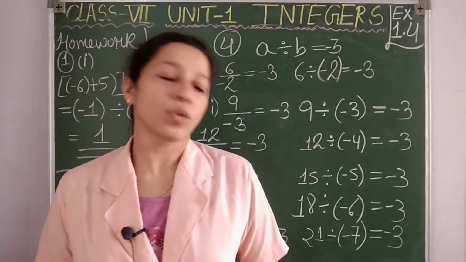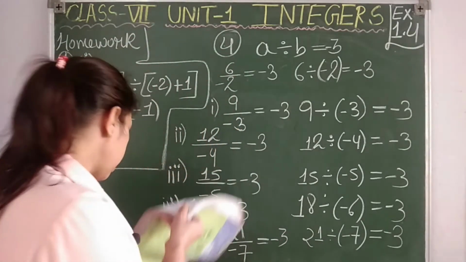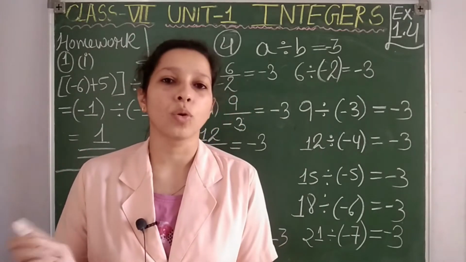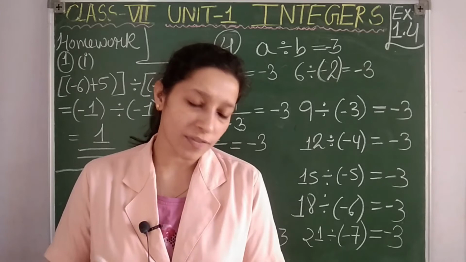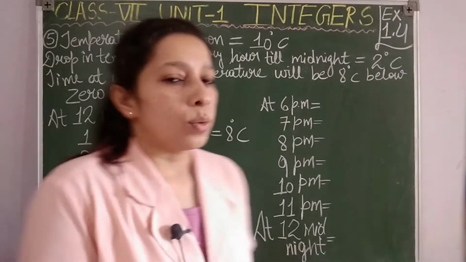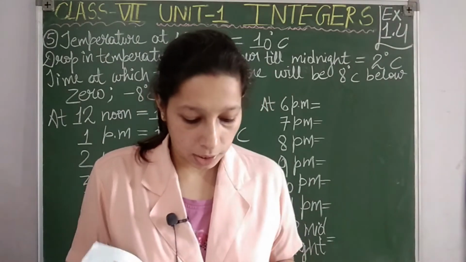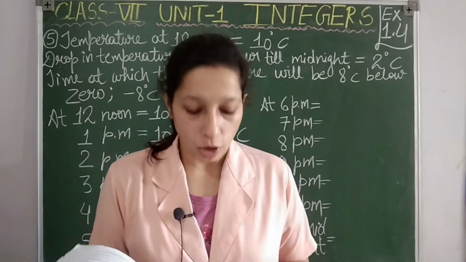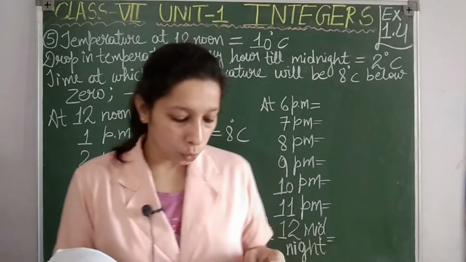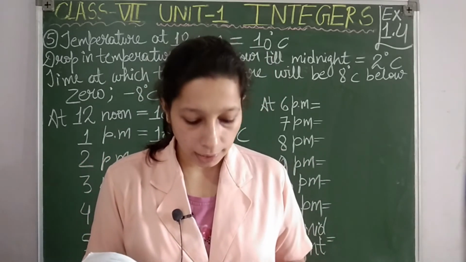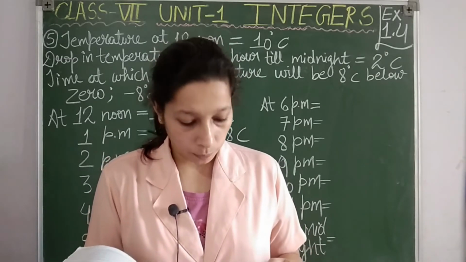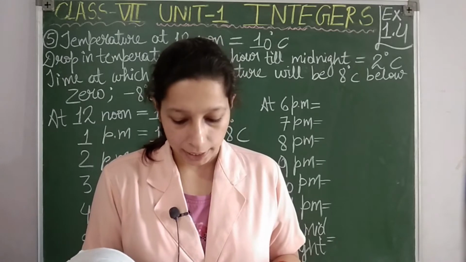Okay, now let us move to the next question. Question number 5, students. Questions 5 to 7 are step problems, so look at the question in the textbook itself. We'll just write the answers here. Question 5, students. The temperature at 12 noon was 10 degrees Celsius above 0. If it decreases at the rate of 2 degrees Celsius per hour until midnight, at what time would the temperature be 8 degrees Celsius below 0? What would be the temperature at midnight?